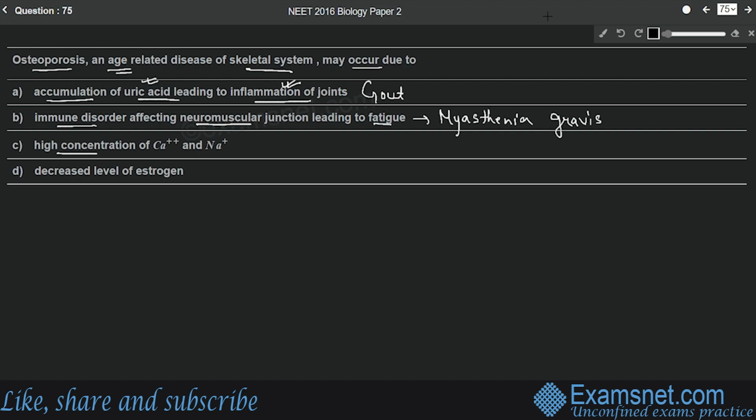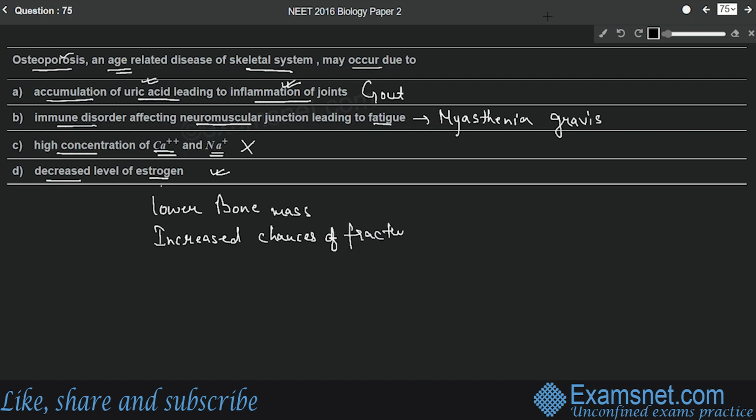Then the third one is high concentration of calcium ion and sodium ion. This is also incorrect. And the last one is decreased level of estrogen. Yes, this is correct. So with increase in age, the level of estrogen decreases and it causes osteoporosis, which is characterized by decreased bone mass and increased chances of fractures. So option D will be the correct answer.